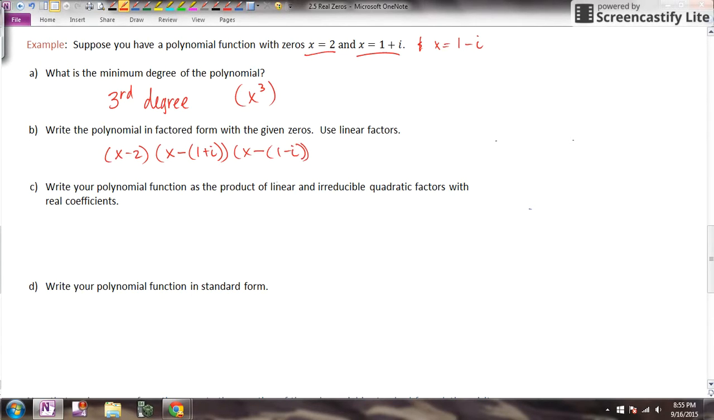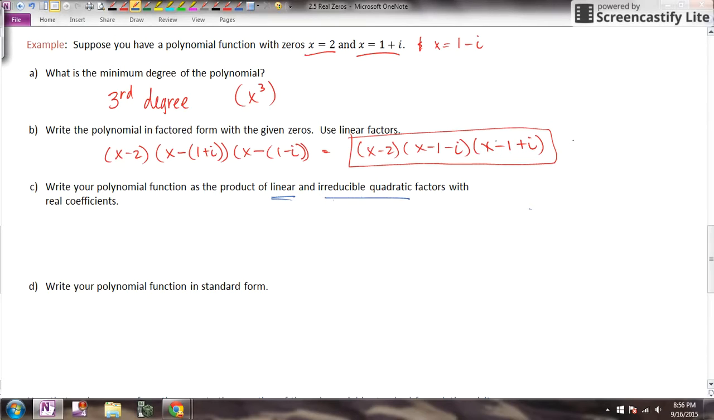Now you can see those last two look a little gross. You could clean them up a little and call it x minus 2, x minus 1 minus i, and x minus 1 plus i. So you could do that if you wanted, and that would look probably a lot prettier. But these are linear factors. Notice linear factors have x to the first power, and I do have x to the first power every time. Now they want us to write our polynomial as a function of linear and irreducible quadratics.